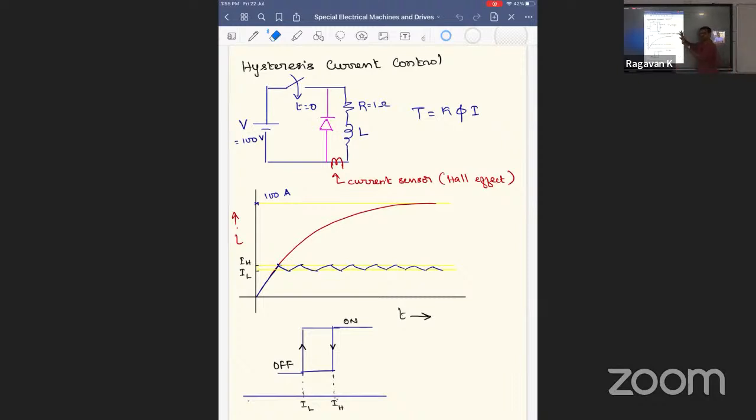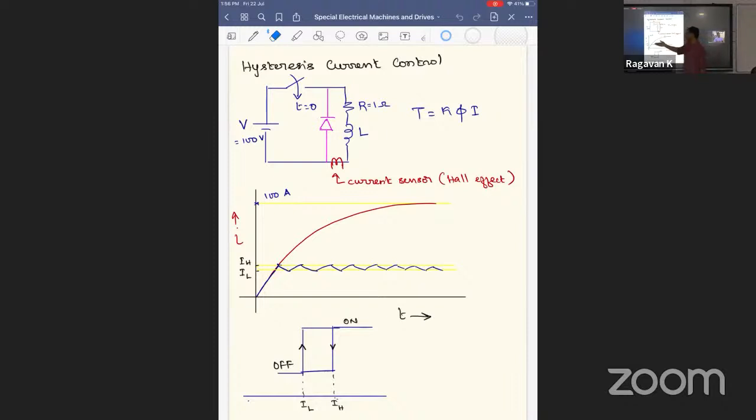We don't want the current to be decided by the resistance. Actually, whenever we go for power, we are taking the control bias. We will decide what should be the current, right? So I want to have somewhere here. Let's say the final current is 100 ampere and I wish to have some 25 ampere. So what do I have to do?